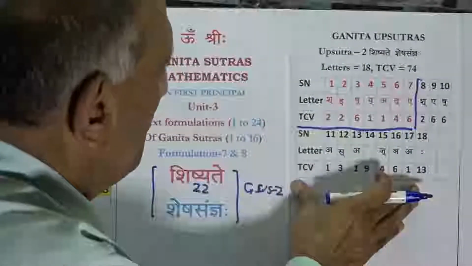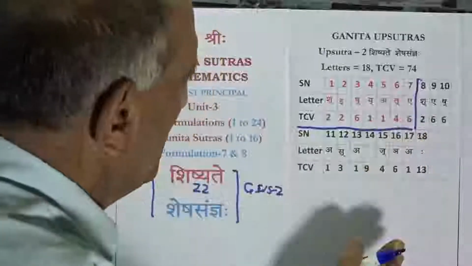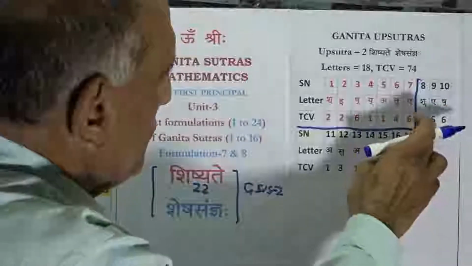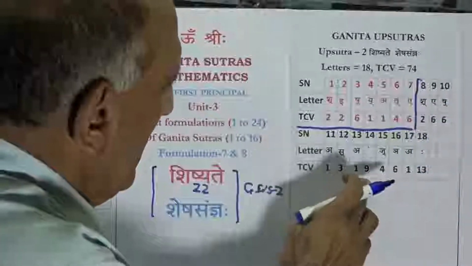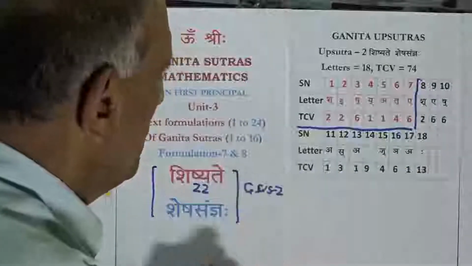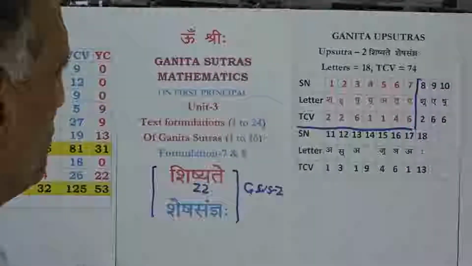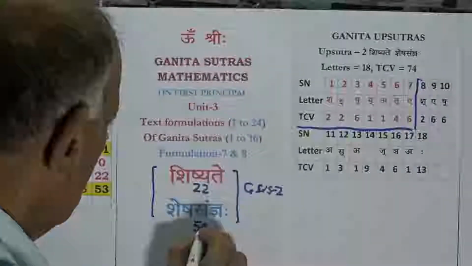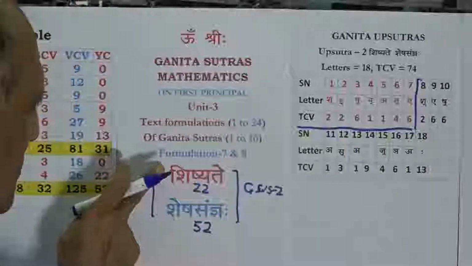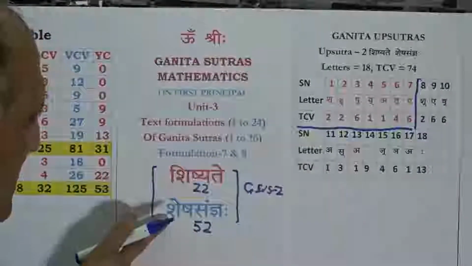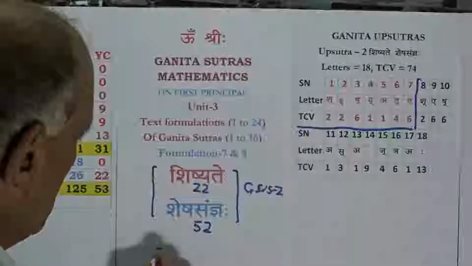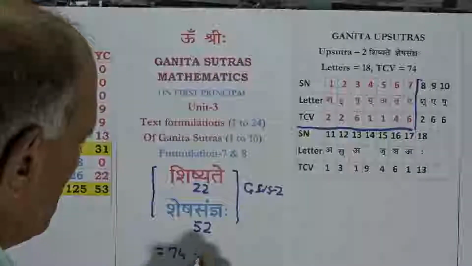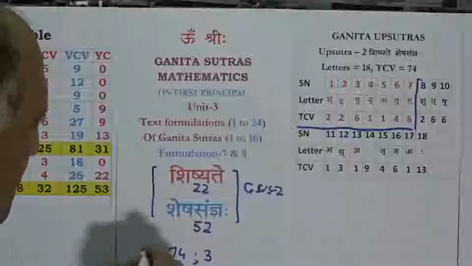a scripture of 11 letters, and the TCV values of these 11 letters, 2, 6, 6, 1, 3, 1, 9, 4, 6, 1, 3, is equal to 52. Therefore, the TCV value of formulation Shishyate is 22, of Shesha Sangya is 52. It leads to summation value 74, and the difference value is 30.